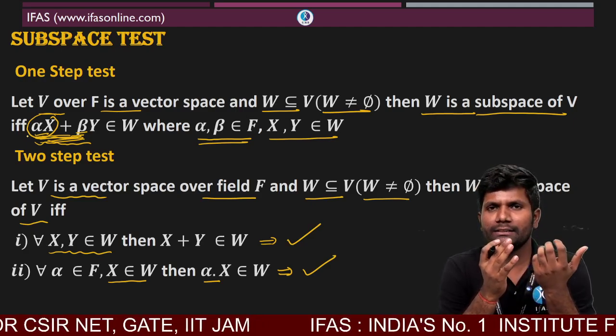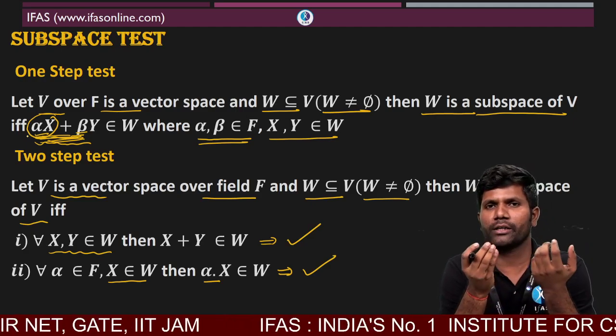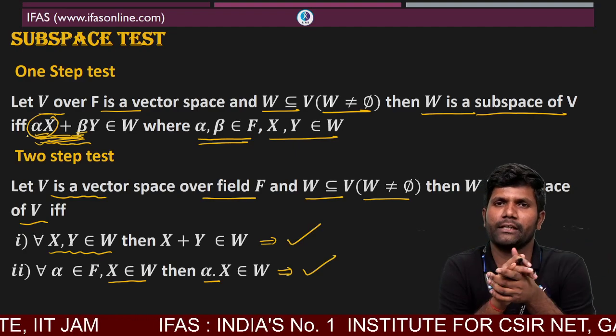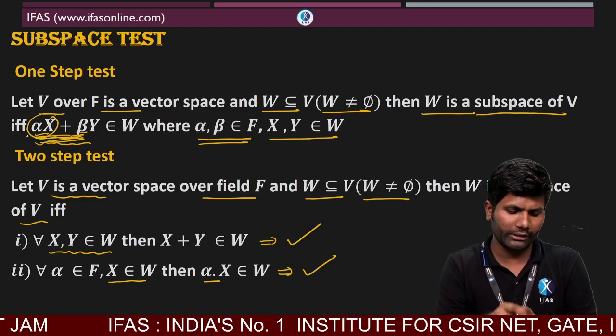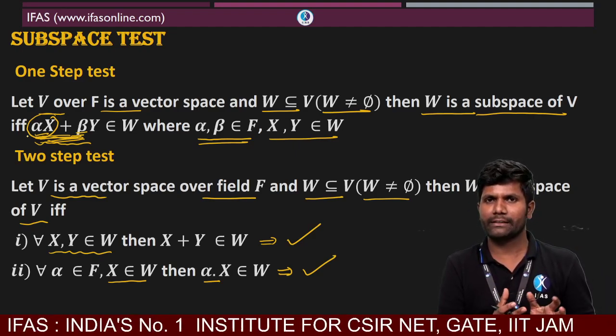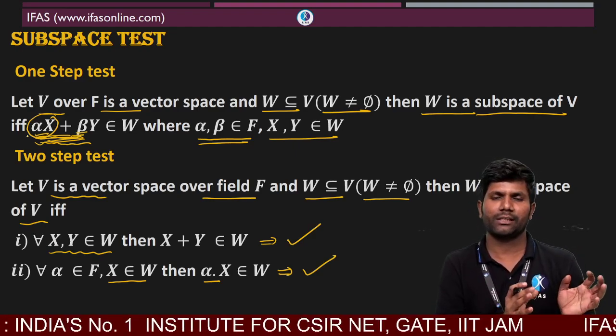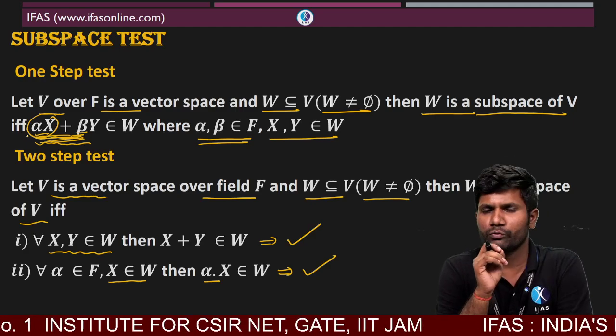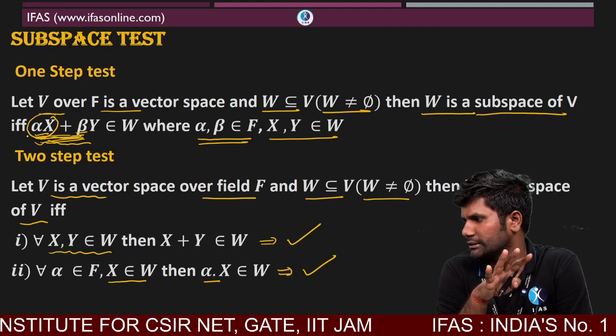If any subset of V is a subspace, then you can easily verify it by either step 1 or step 2. In both cases you will get a subspace. So these are the two tests by using which we have to decide whether the given subset of a vector space is a subspace or not. Clear? Okay, so next we will do one question on the basis of this subspace test.